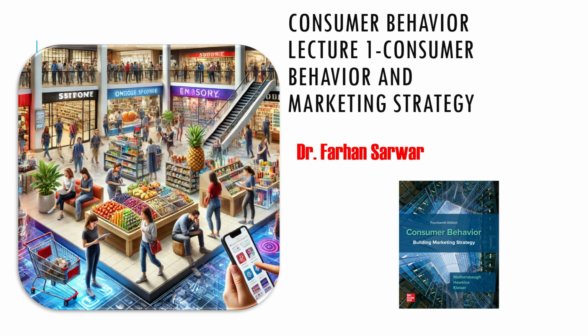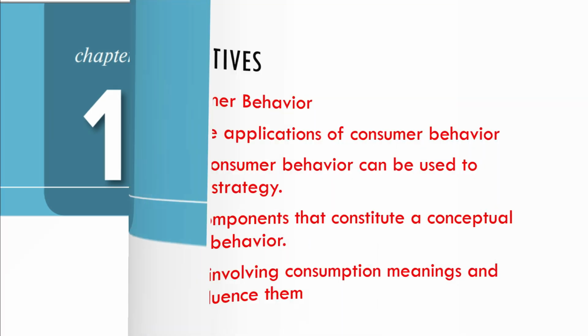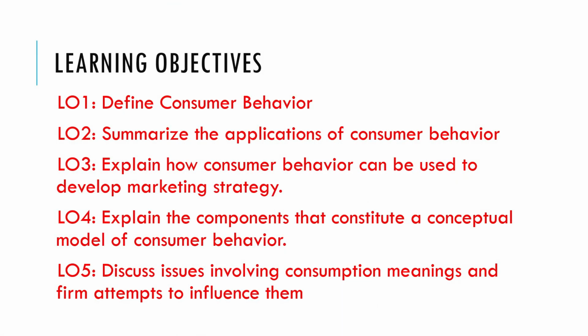The material is covered from the book Consumer Behavior: Building Marketing Strategy. That is chapter number 1, Consumer Behavior and Marketing Strategy. The learning objectives of this chapter are to define consumer behavior, summarize applications of consumer behavior, explain how consumer behavior can be used to develop marketing strategy, explain the components that constitute a conceptual model of consumer behavior, and finally discuss issues involving consumption meanings and firms' attempts to influence them.